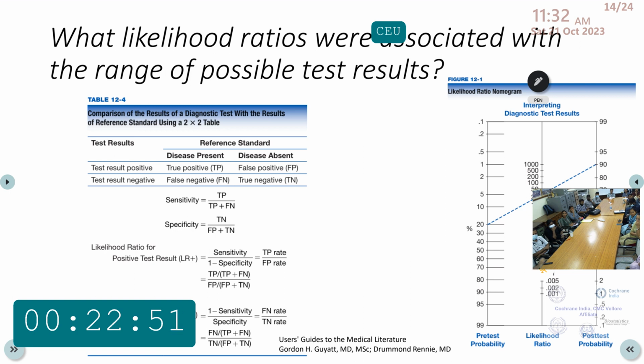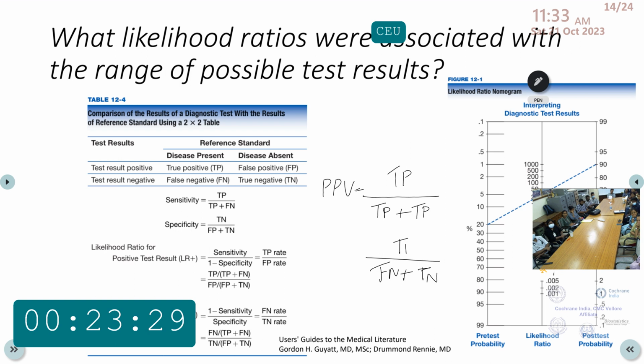Positive predictive value is, out of all those who test positive, how many truly have the disease. That is, out of the true positives and the false positives, how many truly have the disease. This is the positive predictive value. And the negative predictive value is, out of all those who test negative, that is the false negatives and the true negatives, how many truly did not have the disease.